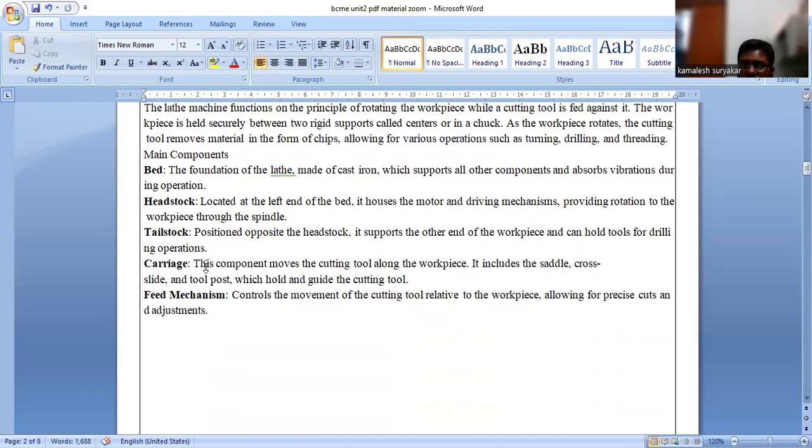Now, what are the main components? Bed, headstock, tailstock, carriage, and feed mechanism. The bed is the foundation of the lathe machine, so a very good foundation should be given for the lathe. It is cast iron, very heavy, and it cannot be lifted by human beings.